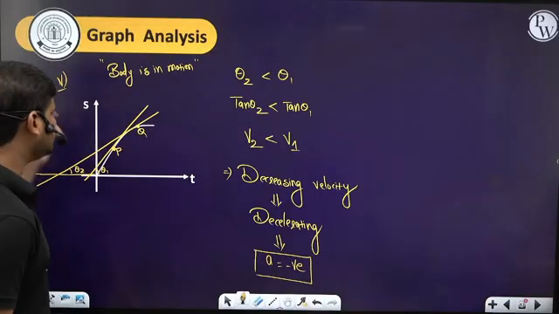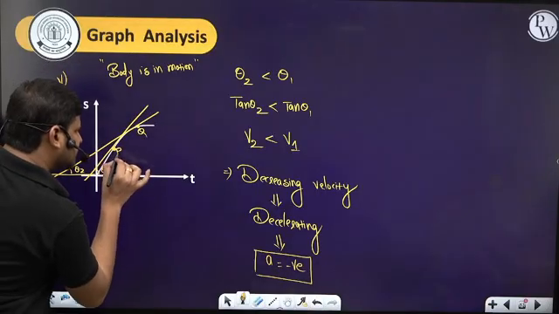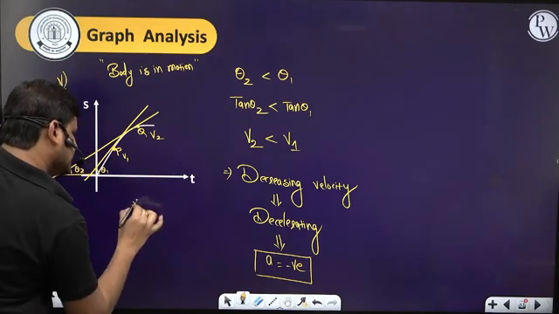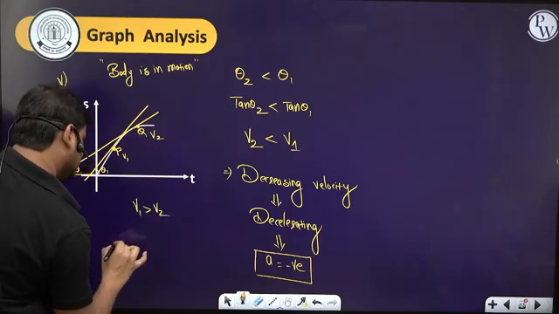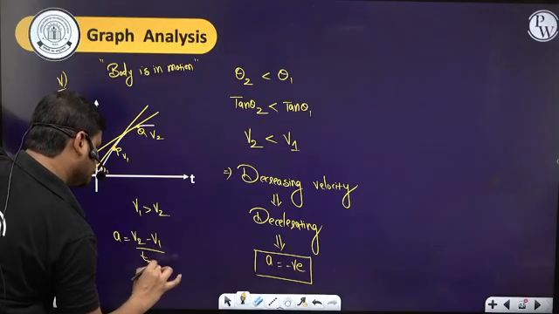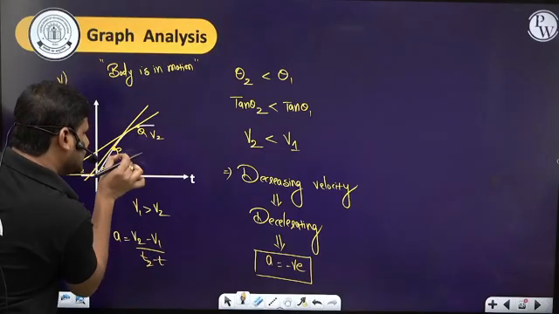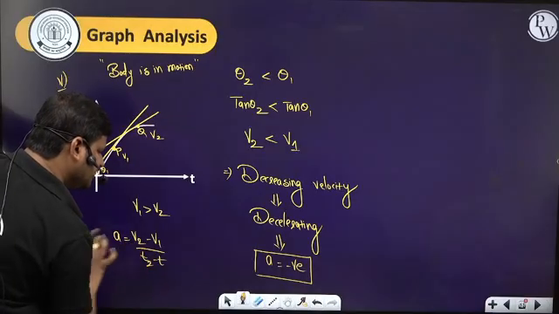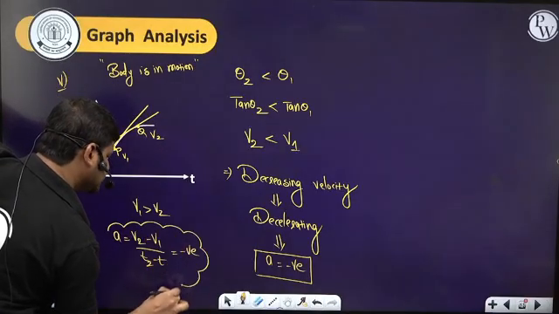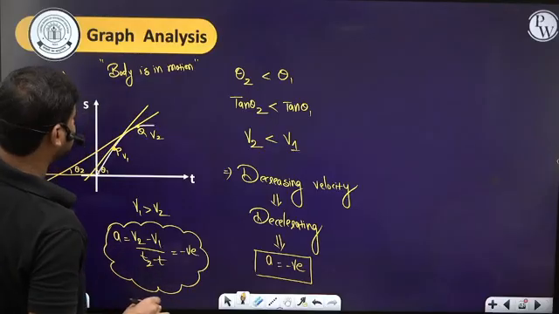Why is acceleration negative? Let's consider the velocity at P is V1 and the velocity at Q is V2. So obviously V1 is greater than V2. So what is acceleration? Final minus initial, V2 minus V1 by T2 minus T1. Here V2 is less, V1 is more. So obviously the acceleration comes out to be negative. Clear this part, guys?